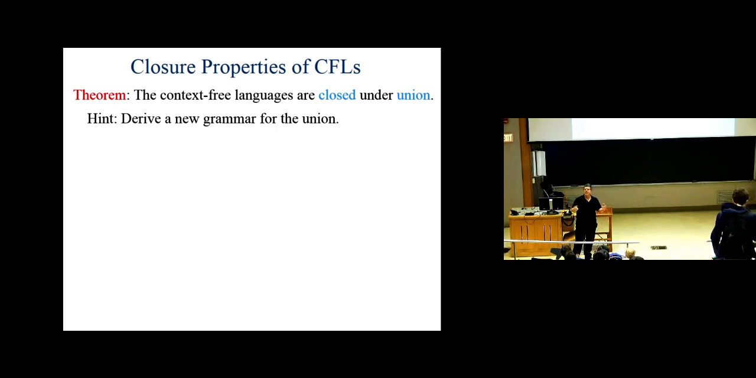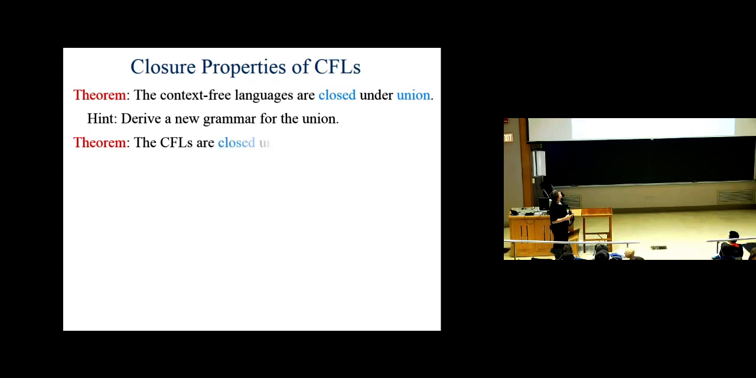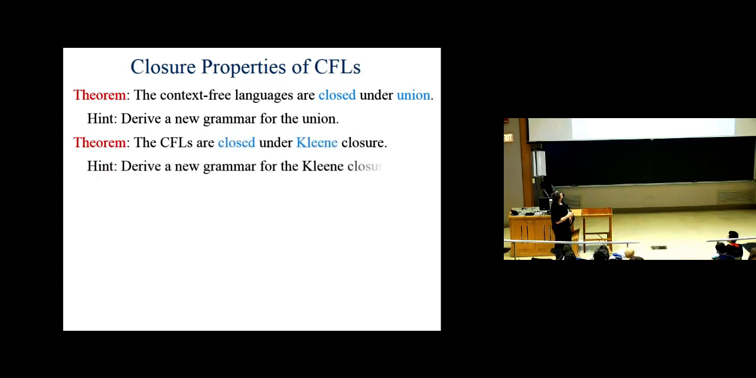So we gave two different proofs, a machine-based proof and a grammar-based proof, and they're both equally valid. It's good to be able to prove things two different ways to corroborate what you think is true. Make sure you didn't make some logic error or miss some important detail. Next closure property. Context-free languages are closed under Kleene closure.